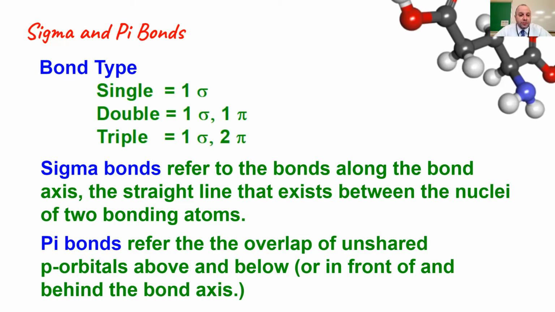So as it says in the slide here, sigma bonds refer to the bonds that occur along the bond axis, the straight line that exists between the nuclei of two bonding atoms, and pi bonds refer to the overlap of unshared p orbitals. So we're going to differentiate those for those of you in accelerated honors, and those occur above and below or in front of and behind the bond axis.